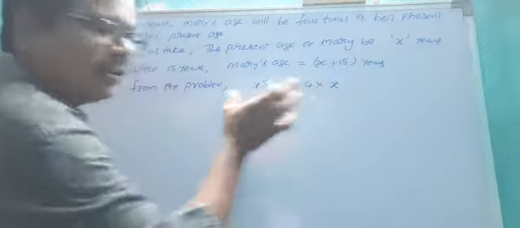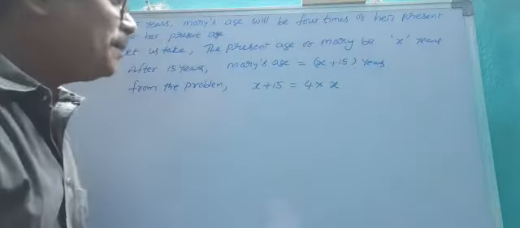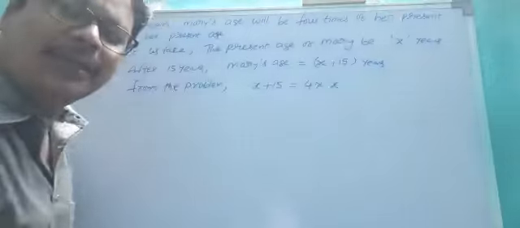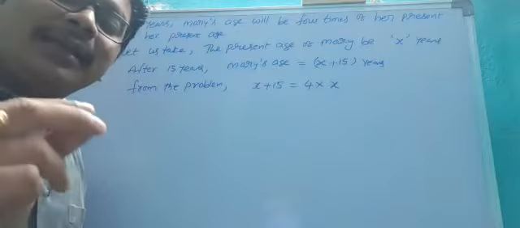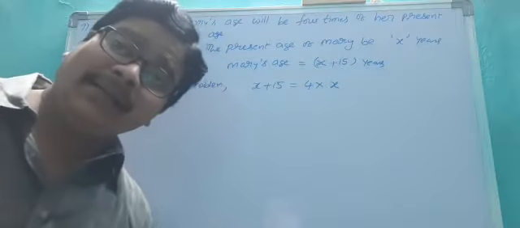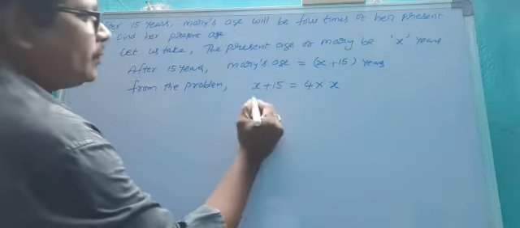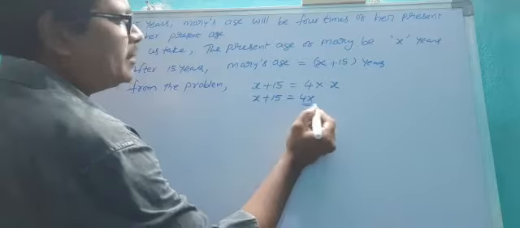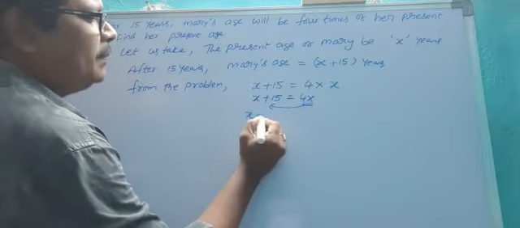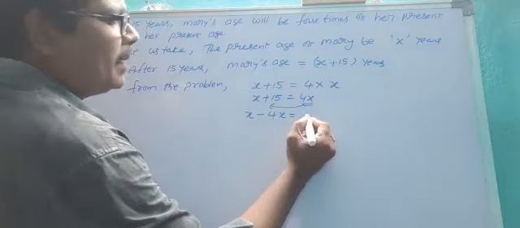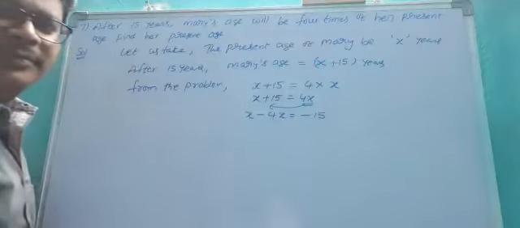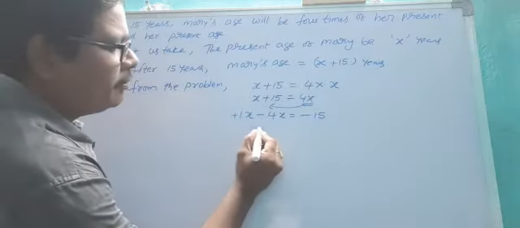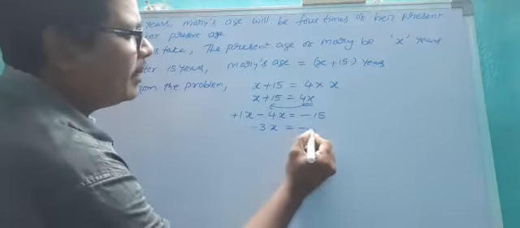You get one simple equation: x plus 15 equals 4 into x, that means 4x. You have to solve it and you get the value of x. That x indicates the present age of Mary. So x plus 15 equals 4x. This plus 4x on transposition becomes minus 4x, and this plus 15 on transposition becomes minus 15. So plus 1 and minus 4 gives minus 3x equals minus 15.